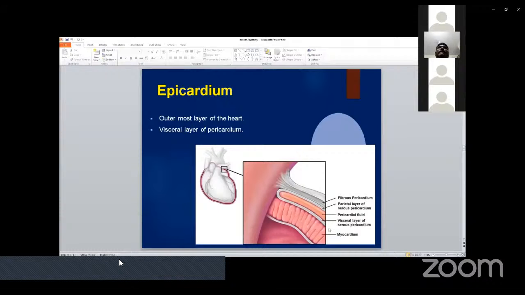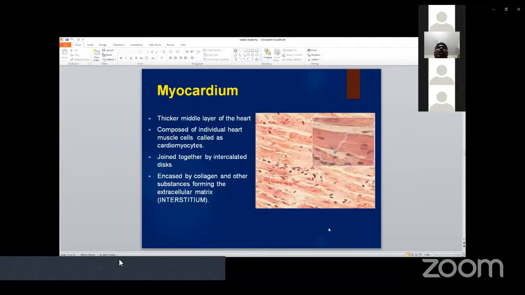After epicardium, the middle one is myocardium. It is a thicker middle layer of the heart composed of individual heart muscle cells called cardiomyocytes, joined together by intercalated discs, encased by collagen and other substances forming the extracellular matrix. The next slide is endocardium.